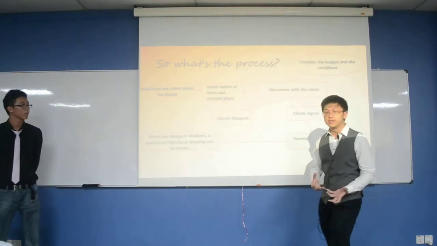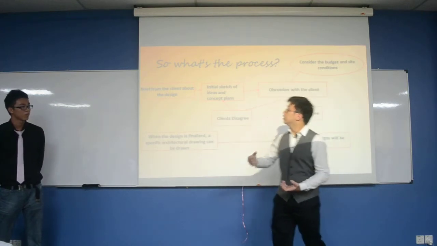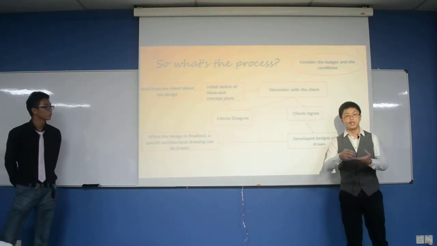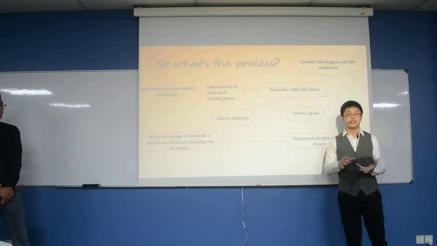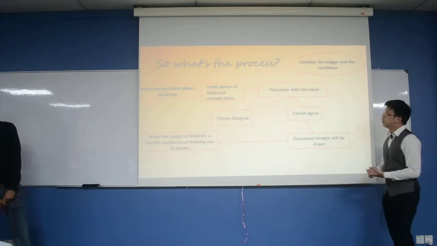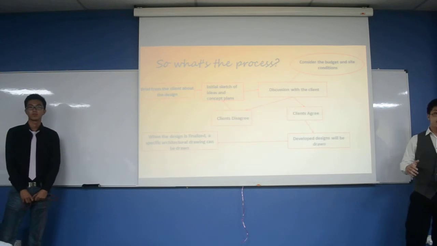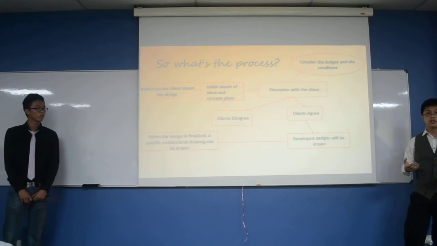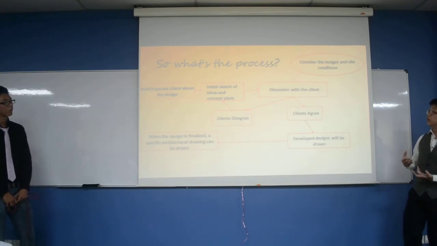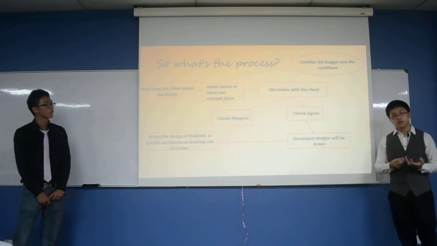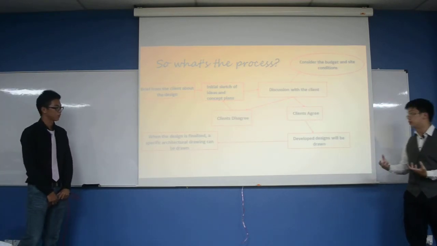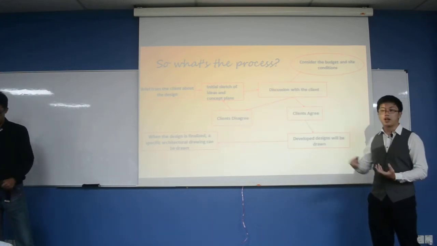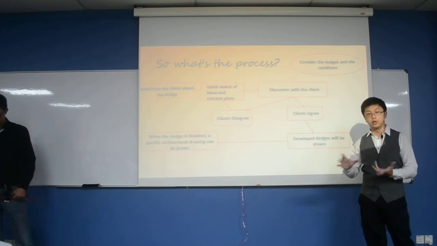So what's the process? First, the client will brief the architect about the design. Then the architect will start making initial sketches of designs and concepts. Then the architect will discuss with the client and ask if it's valid or not. If the client disagrees, then he has to go back to the drawing board and start over. But if the client agrees, the architect will develop the design. And after the design is finalized, then the architectural drawing, a specific, complete one, can be drawn.